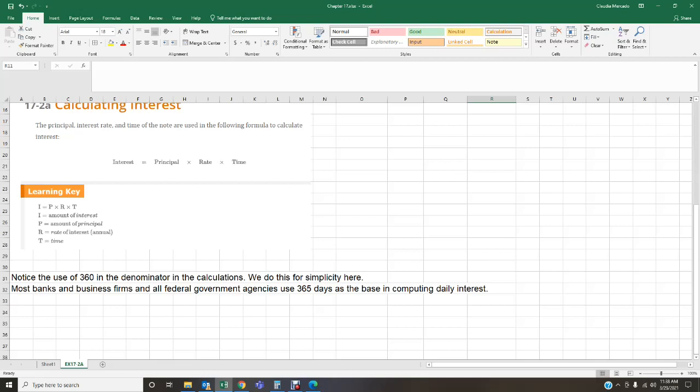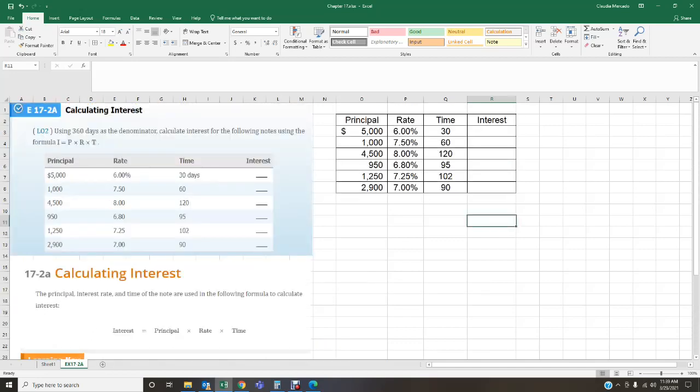In the real world, most banks and businesses use 365 days as the base for computing daily interest, okay? So if you go out there to the workplace, more than likely we're going to be using 365, which is a more accurate measure of time, okay? In this textbook, for purposes of simplicity, they are using 360, okay? So, what are we going to do?